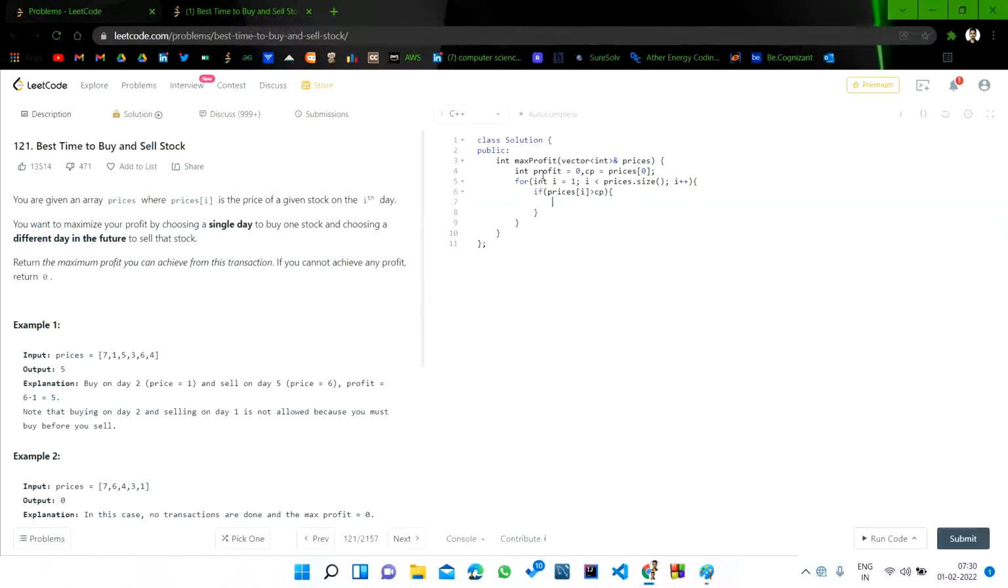So what is the profit I am going to get? So current profit is equal to prices[i], which is selling price, minus cost price. And if the current profit is greater than the profit that we have got previously, I am going to update my profit, right?